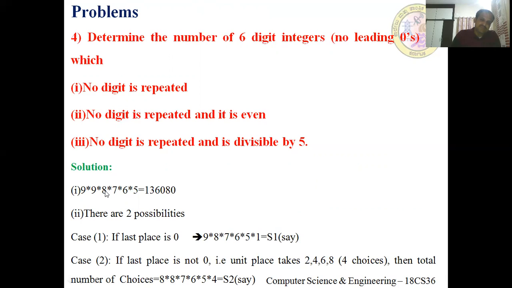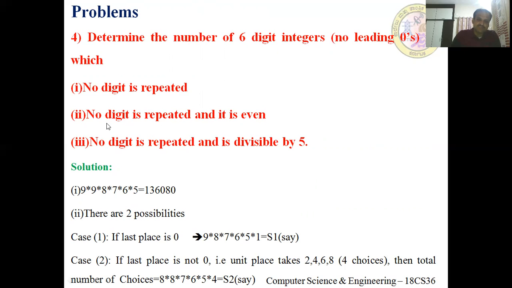Then the next position can be filled in 8 ways, because having filled the first position and the second position, the remaining digits are 8. The next position can be filled in 7 ways, because the first 3 positions are filled. Then the next position can be filled in 6 ways, and the next position in 5 ways. The total number of ways of doing this such that no digit is repeated and without a leading 0 is 1,36,080 ways. This is the answer for the first sub question.